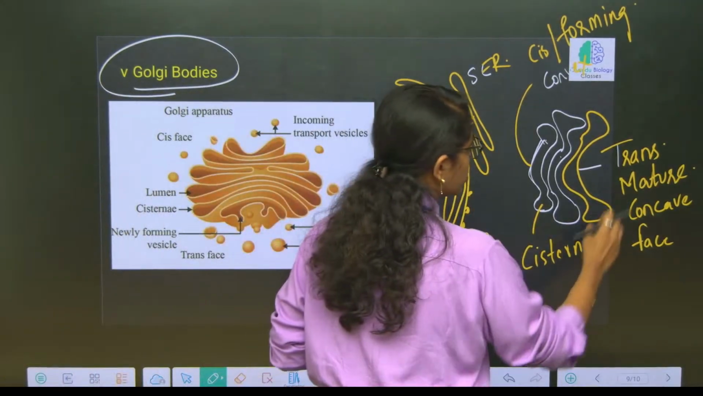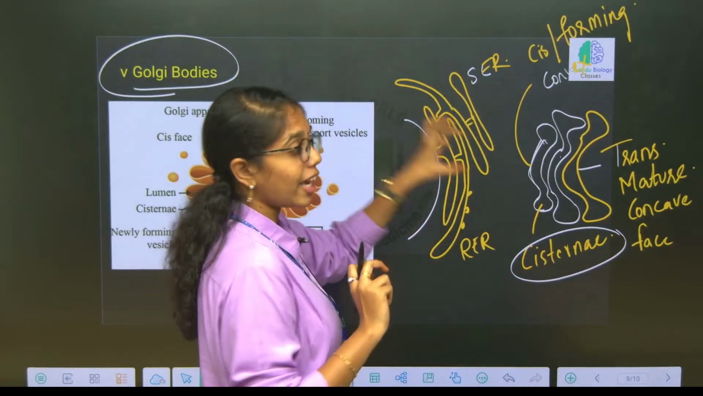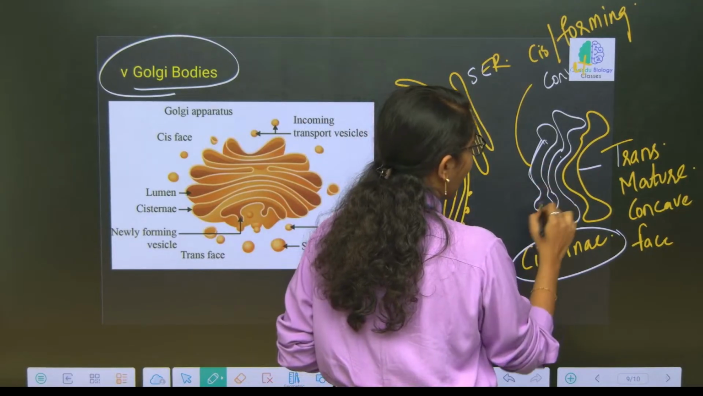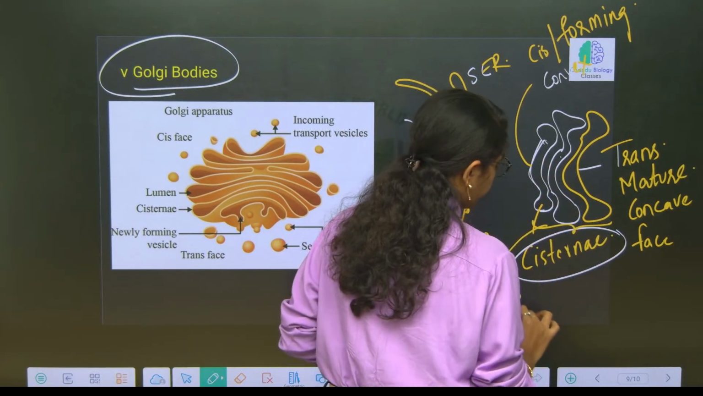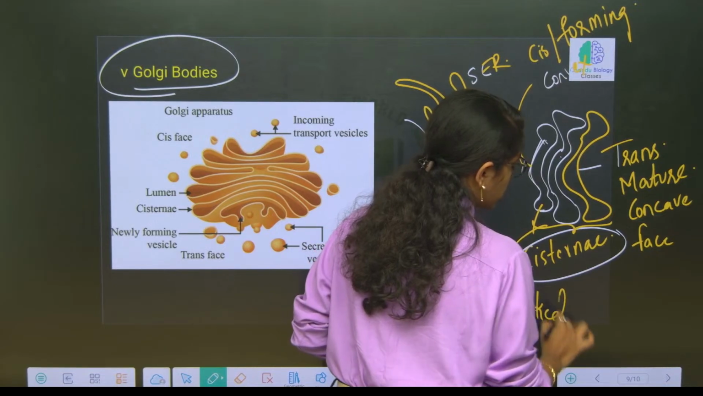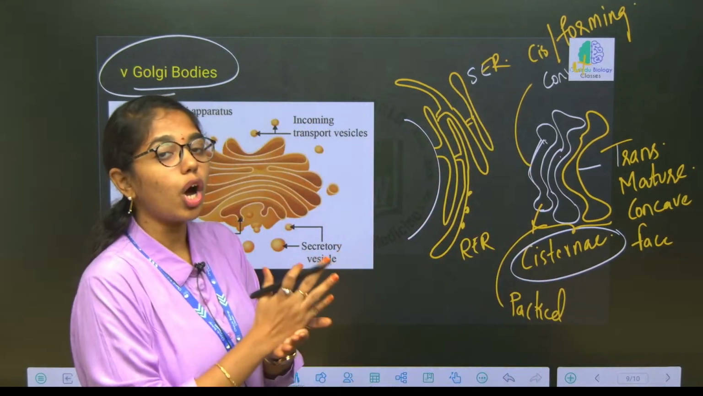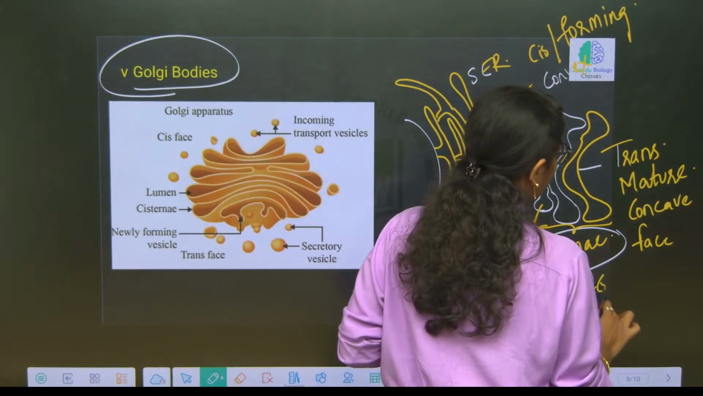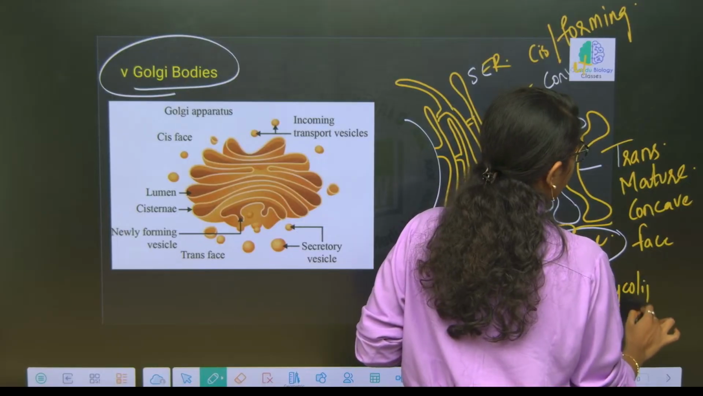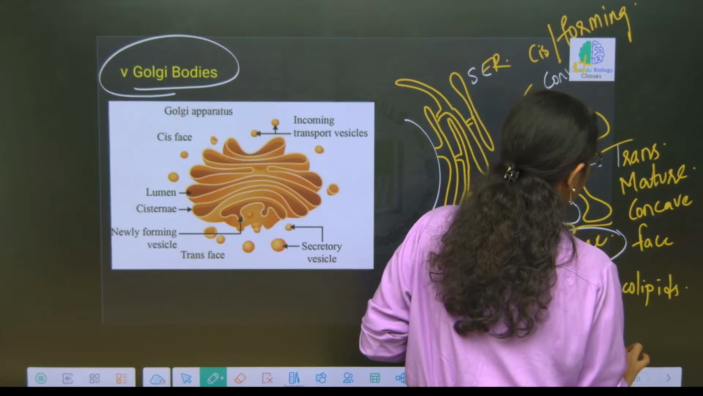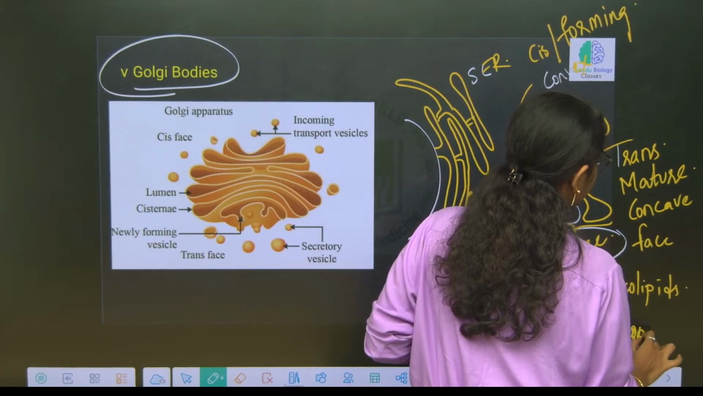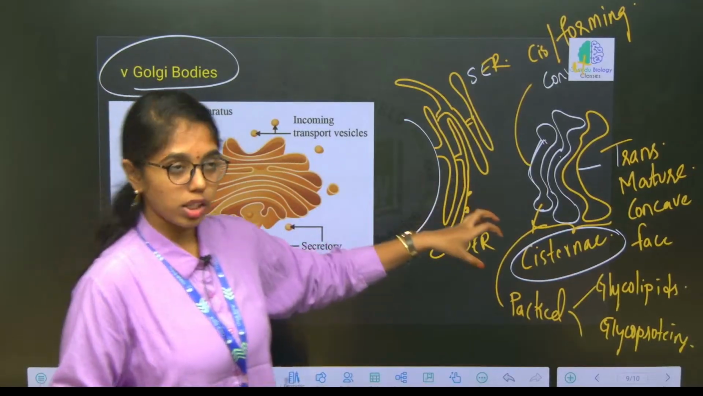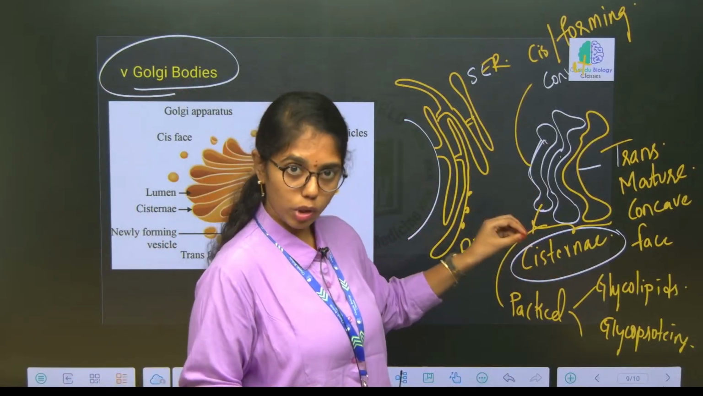So, these lamellar structures are what? Cisternae. Naive proteins and lipids will be accepted by the cis phase and they will get packed inside the Golgi bodies. Inside Golgi bodies, packaging of lipids and proteins will happen and this will form glycolipids and glycoproteins.